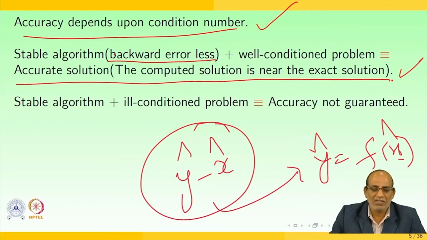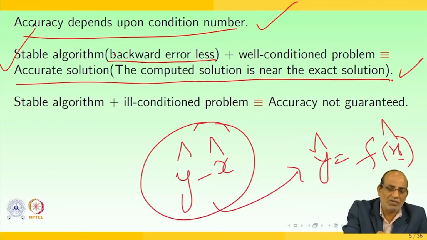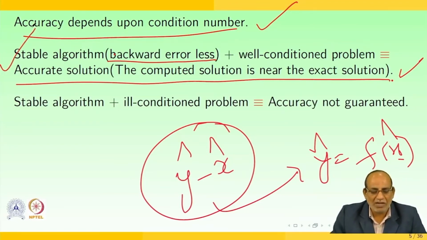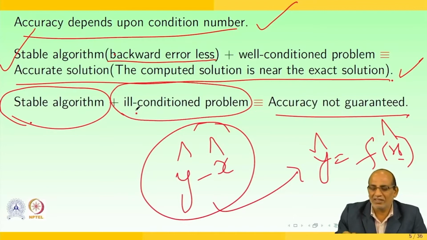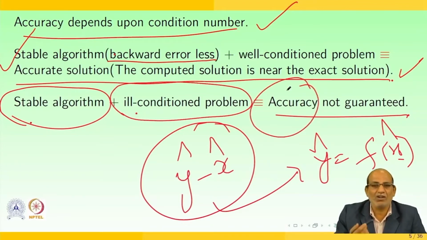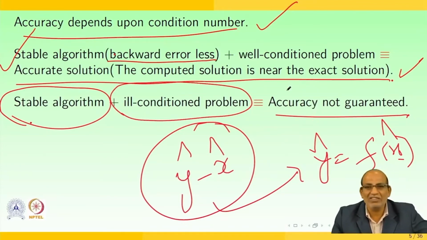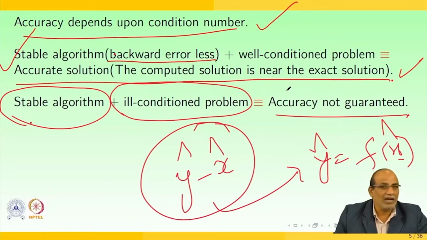Stable algorithm plus well-conditioned problem will give you an accurate solution. So a stable algorithm plus an ill-conditioned problem means accuracy is not guaranteed. If you have a stable algorithm and the system is ill-conditioned, then you may get better accuracy or you may not get the accuracy. That means it is not guaranteed.